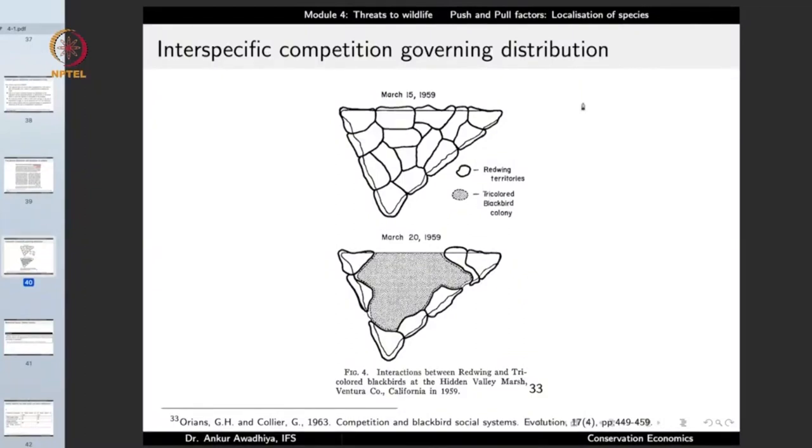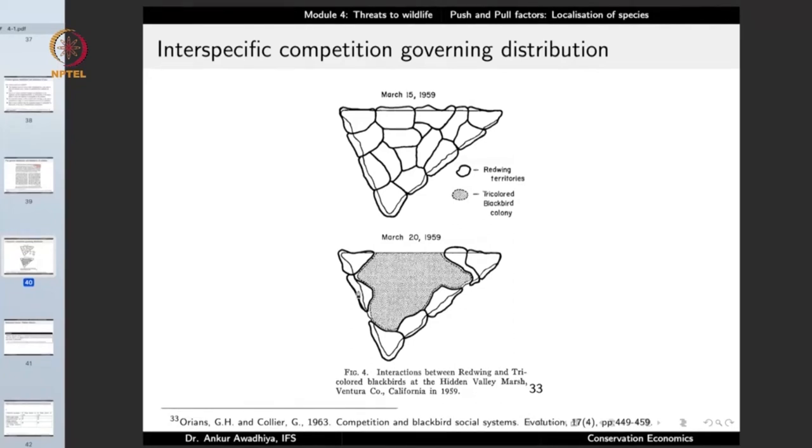And a good example is these birds, the red wings and the tricolored blackbirds. Now, this is a field observation in 1959. On 15th of March, it was found that this whole area was covered with red wing territories. But later on 20th of March, it was found that the central region had the blackbird territories and the red wings were displaced out. So they could only remain in the periphery, but the central region is now a space where these red wings are no longer found.